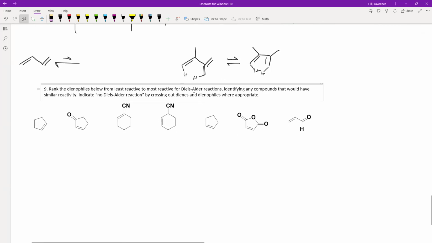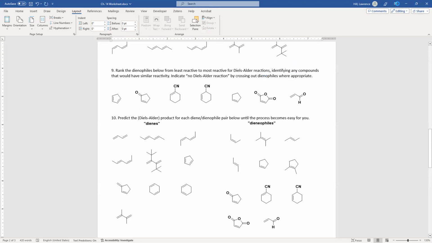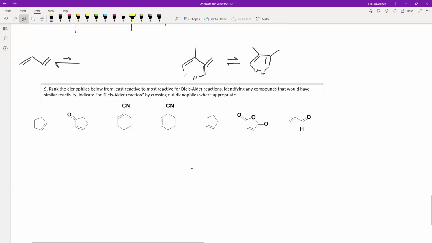This probably should just say dienes or dienophiles, not dienes, because there are no dienes down here. Oh, that's not true. There's a diene down there. But we're considering it as a dienophile, so we need to leave it that way. Let me just update the worksheet real quick. Okay, come on. You got this.